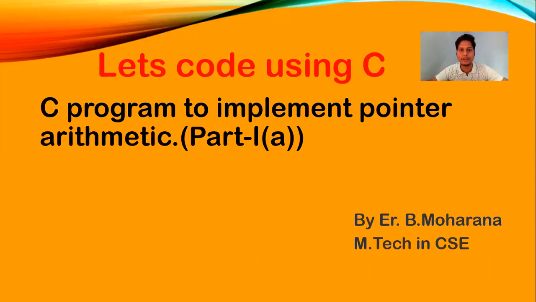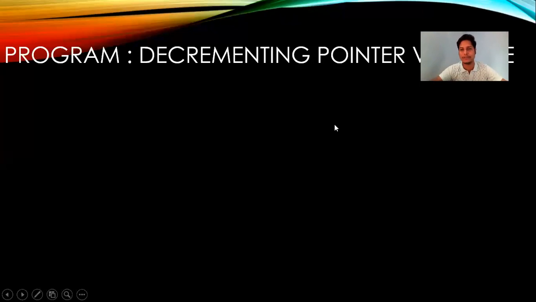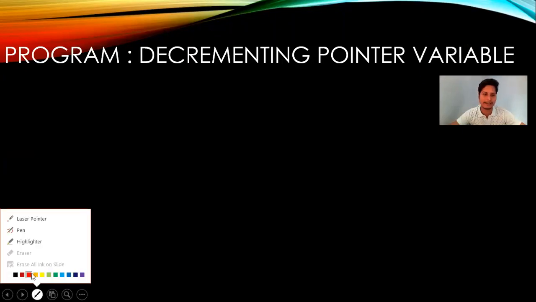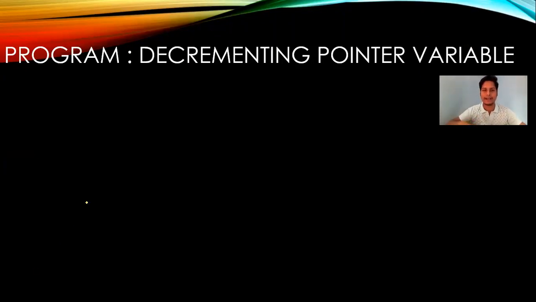In this video, I would like to explain the pointer arithmetic of part 1a. So here in this video, I will explain how to decrement a pointer variable. So let's see by a small program how pointer variables are declared and how they are decremented.